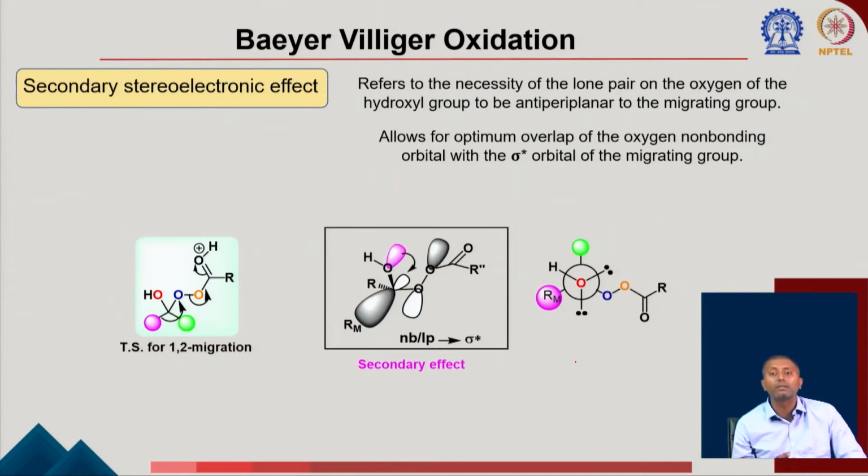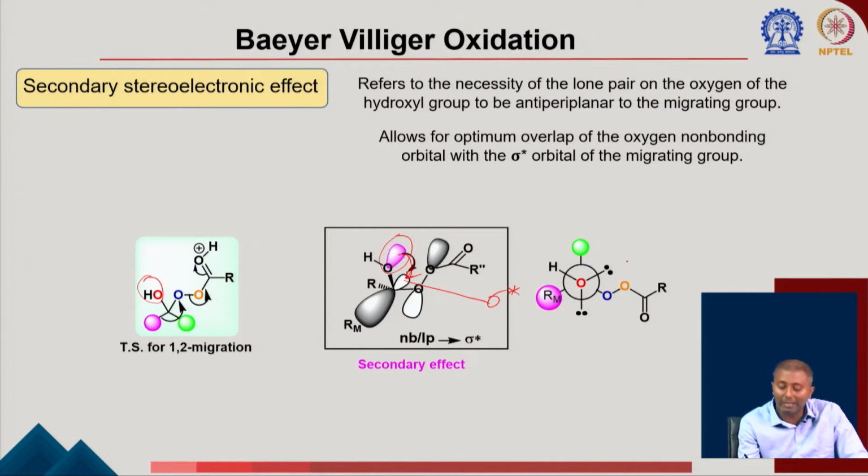What about the secondary? There is another important thing: after formation of this alcohol, the alcohol also plays some important role here. The alcohol has a lone pair, so now the alcohol lone pair can give electron density to the sigma star orbital of this migrating group. So the migrating group also has a sigma star orbital, which is now receiving electron density from this lone pair, the non-bonding orbital on the oxygen. That electron donation can also help this reaction.